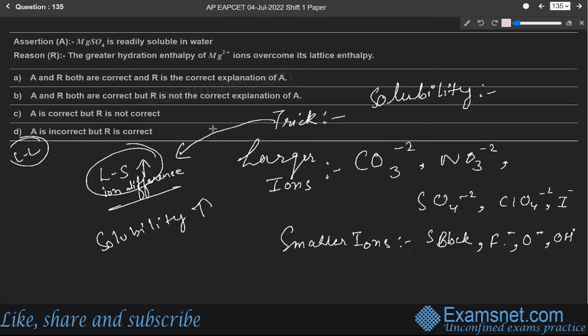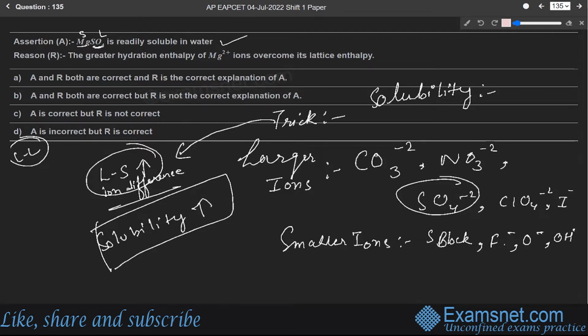Like magnesium and sulfate. Now let's read out the question. Down the group, size increases, right? Magnesium is in period number 3 and belongs to group 2. So magnesium is small in size. Sulfate, as I've put it in the larger category, is large. So this difference is high, so solubility would be high. And if solubility is high, that means this is readily soluble in water.